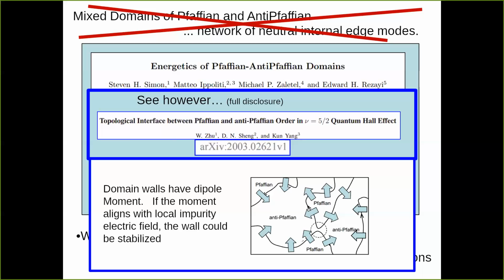Steve. Yeah. So could you not just force the state to be completely Pfaffian by going slightly off the filling fraction?